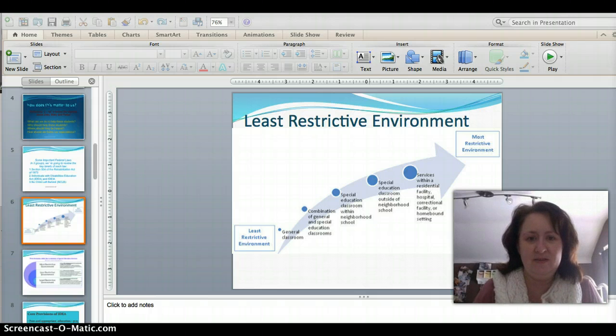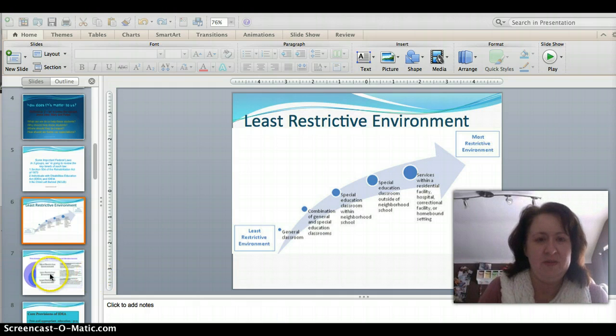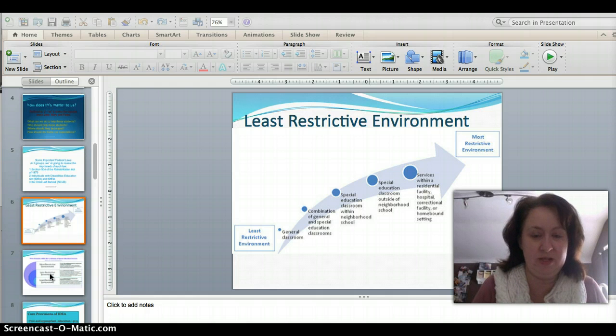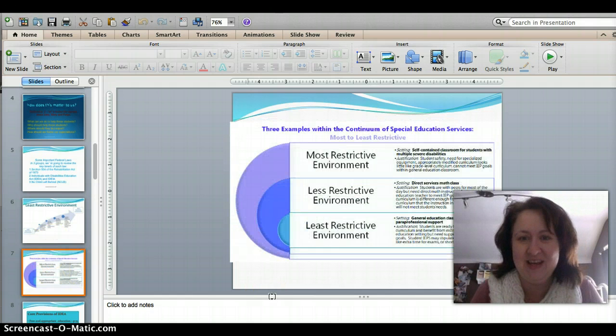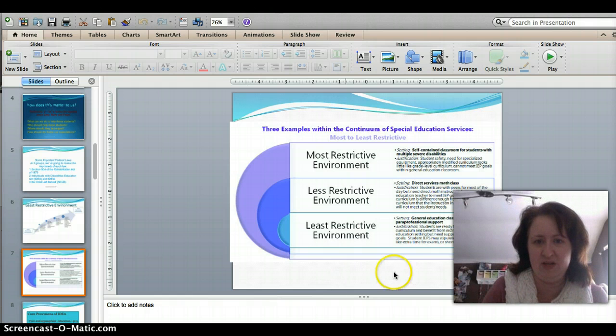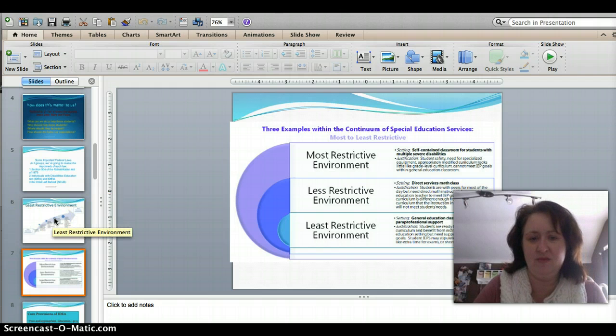So at the end of the video for part 1, we talked about least restrictive environment, and this is from the chapter 1 PowerPoint that's on Blackboard. If you look at slide 7, it gives you a more detailed explanation, starting with the least restrictive environment and heading to the most restrictive environment. So there are two different ways for you to think about how those environments look.